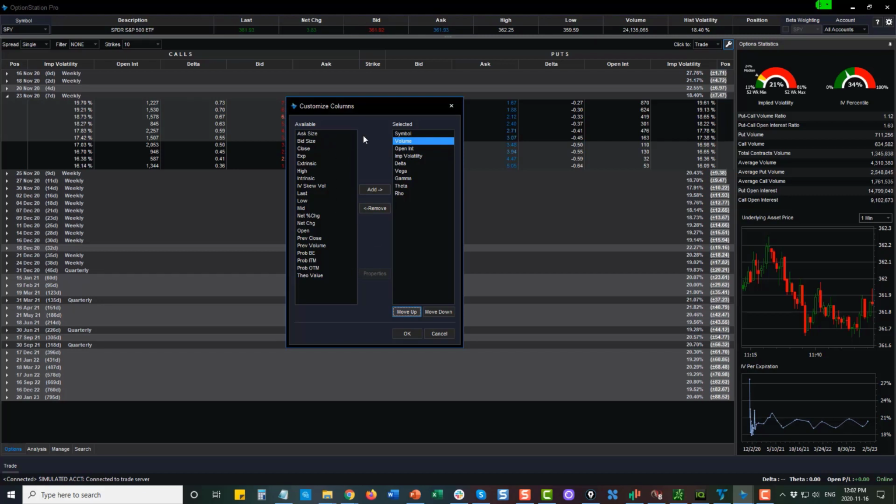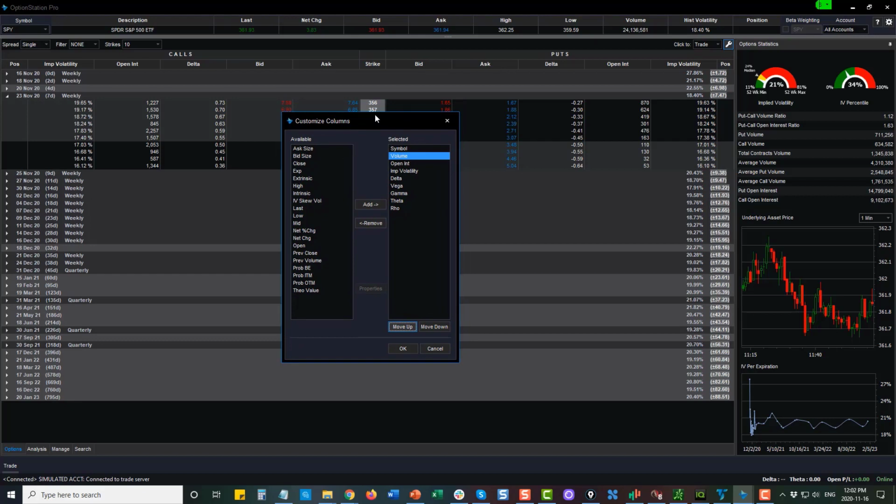So let's go up here. We've got ask size, bid size. We've already got the ask. We've already got the bid. Okay, we've already got that there. I'm not really interested in the ask size or the bid size. I just want the bid and the ask prices. There's the close. There's the expiration. Okay, we're going to add the expiration date here.